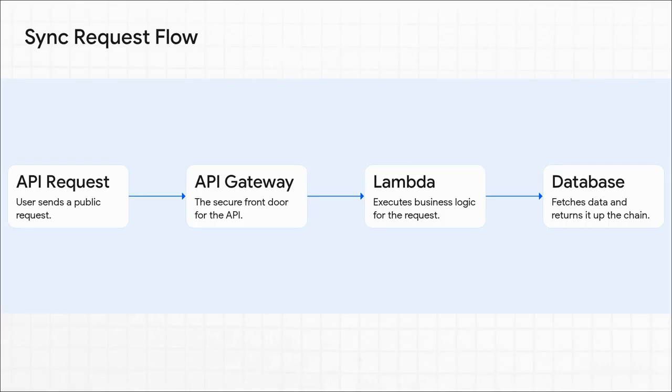A user makes a request from their browser or a mobile app. First thing it does is hit Amazon API Gateway, which is kind of like our secure front door, our managed entry point. API Gateway then triggers a Lambda function. This is where our business logic lives. Maybe it's fetching a user's profile. That Lambda function then goes and queries a database, gets the data it needs, and sends it all the way back up the chain to the user. It's fast, it's direct, and everything is happening in real time.